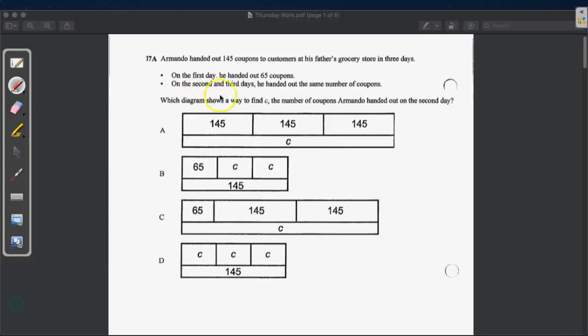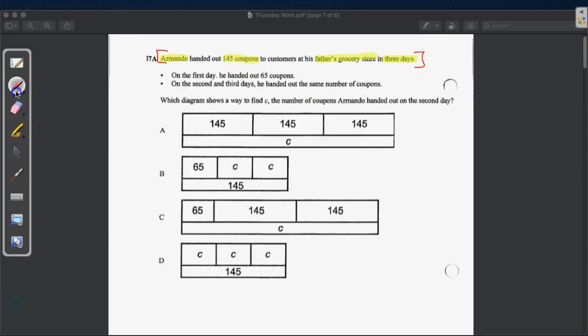So now that we know a little bit about the story, let's go ahead and take it one sentence at a time. And it reads, Armando handed out 145 coupons to customers at his father's grocery store in 3 days. So we stop here, we make our brackets, and then we circle important information. The important info should be our character, Armando, and then he handed out 145 coupons, and it was in 3 days. If you want to go ahead and highlight his father's grocery store, that's important too.